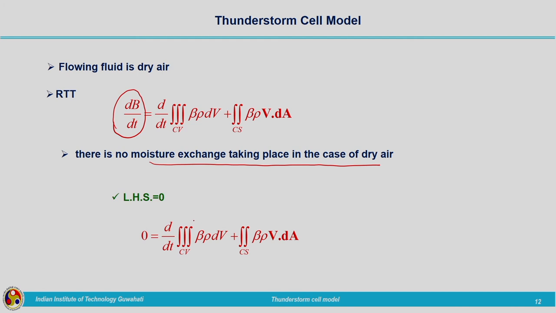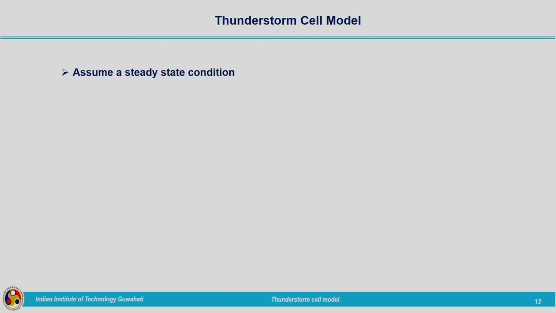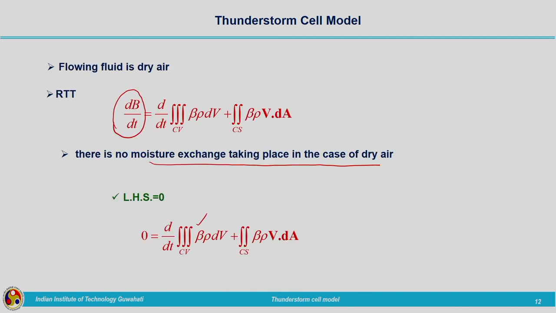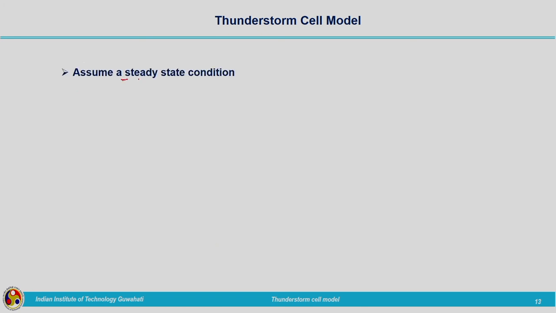We have the expression for beta, the value corresponding to the intensive property, that we will substitute. Also, we are going to assume steady condition. So, for steady condition, the time rate of change of a certain property will be equal to 0. If we rewrite the above equation for steady state, the left hand side is already 0, the first term on the right hand side has vanished, and only the second term related to the control surface will be present, the net outflux across the control surface.